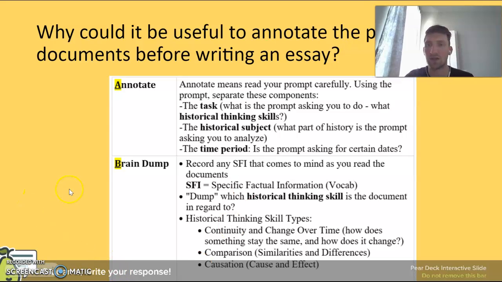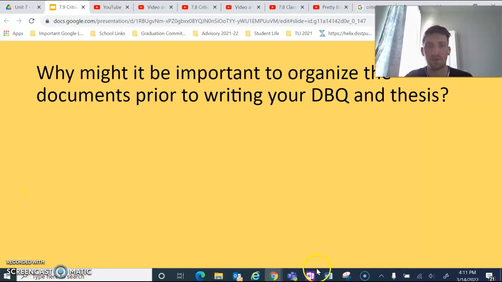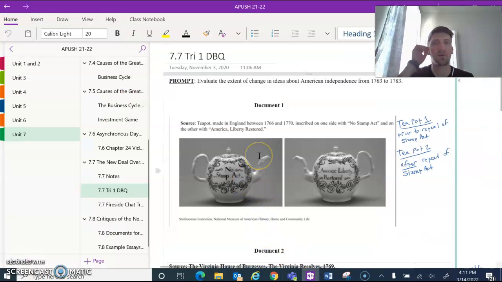So I'm going to show you a quick example of this. Let me X out of this here. So this is from a prompt early in the year from Try 1 that I don't think we did this year, but that students have done in the past. It says, evaluate the extent of change in ideas about American independence from 1763 to 1783.